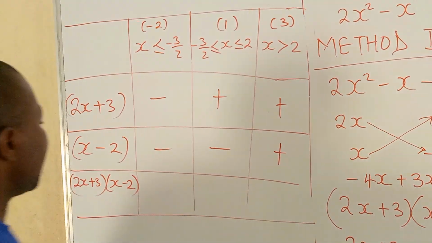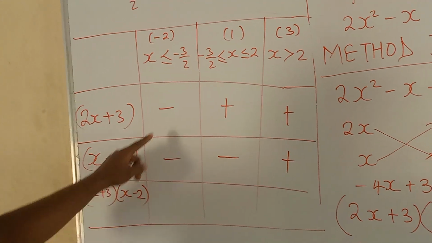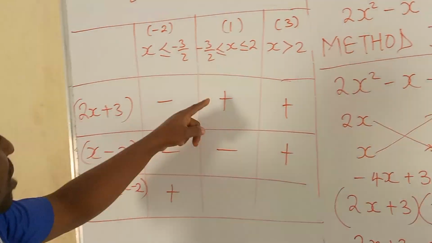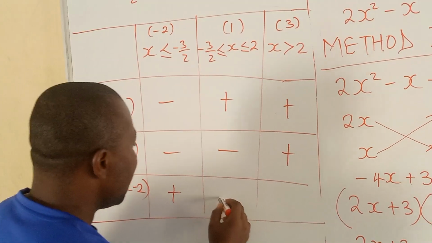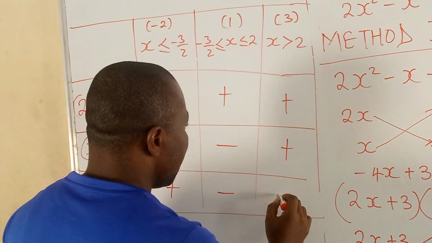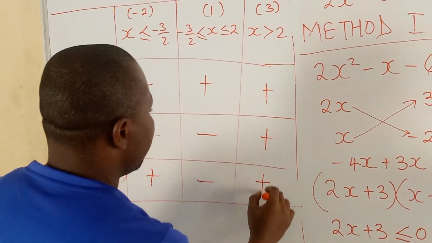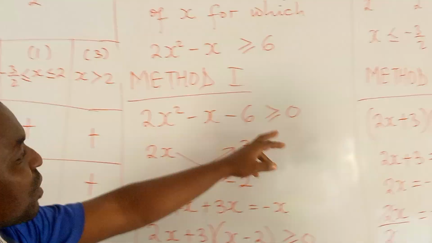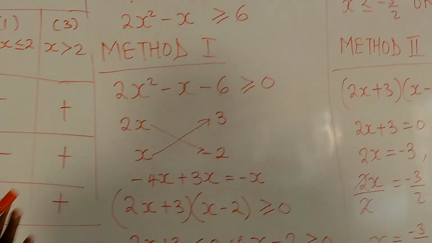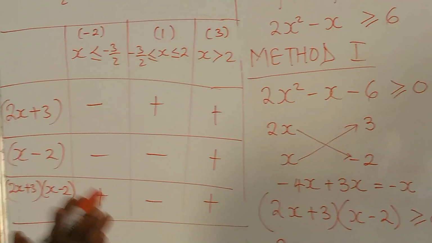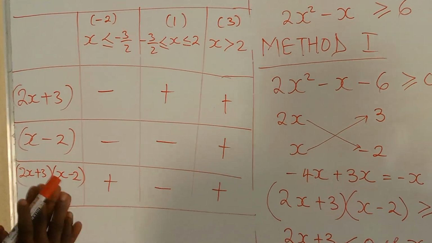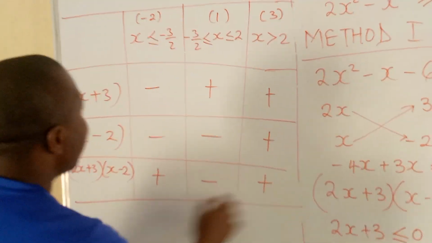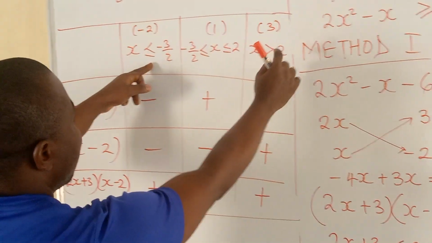So at this point, this bracket times this bracket simply means negative times negative, positive. This bracket times this bracket simply means positive times negative, negative. Positive times positive, positive. And so we go to the question. The sign we are having in the question is greater than or equal to. Any number that is greater than 0 is a positive number. So for that reason, we pick the ones that are positive. So the answer will be this and this other one.